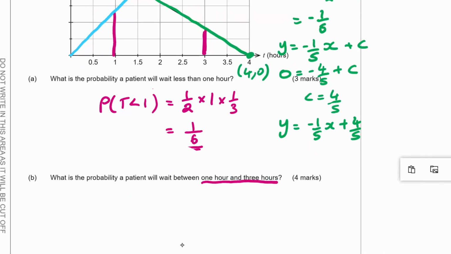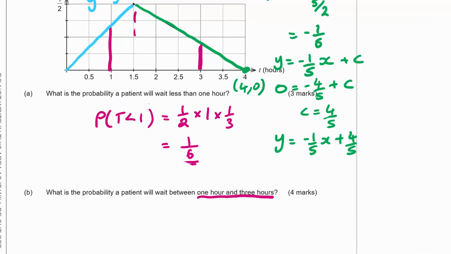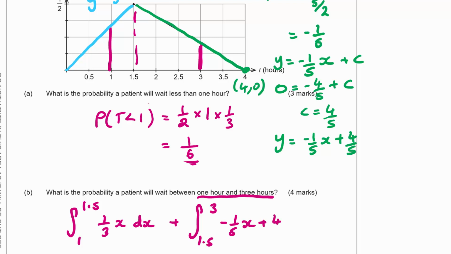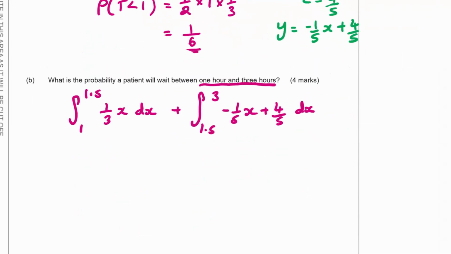So if we're after the probability, remember we're after an area, then what I'm going to do is integrate this bit. So I'm going to do the integral from 1 to 1.5 of 1/3 x dx. And then I'm going to integrate from 1.5 to 3, -1/5 x plus 4/5. Still going to be doing some horrible work with fractions, I think.